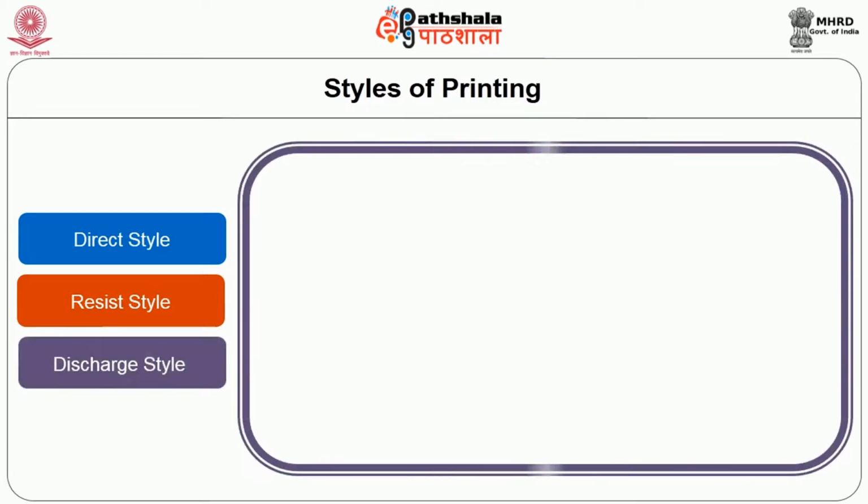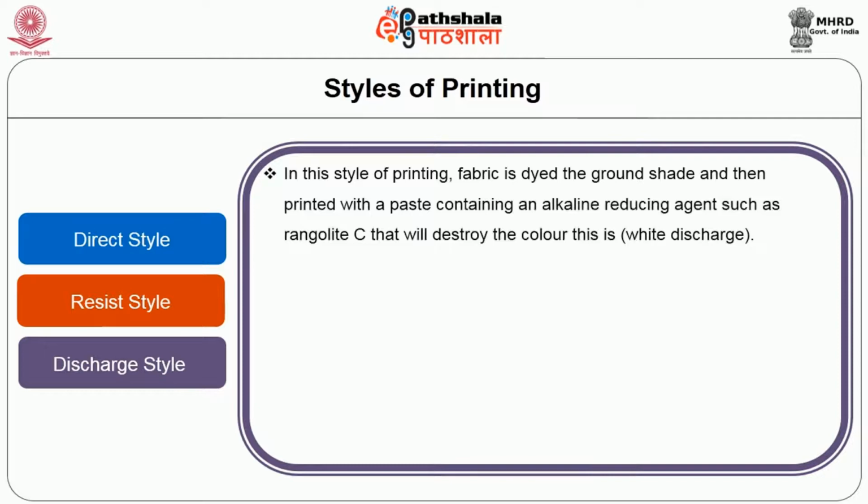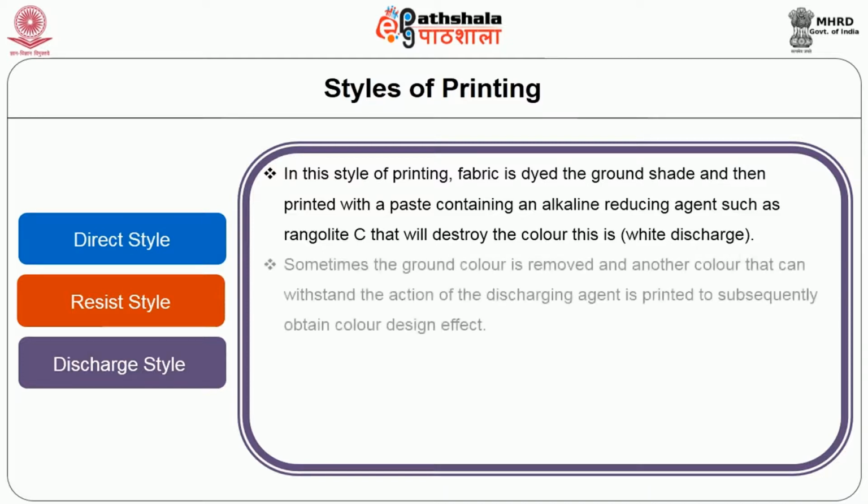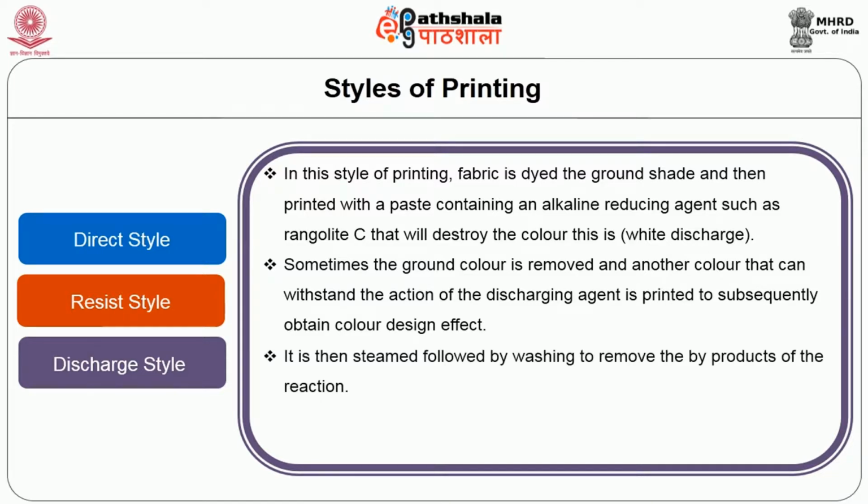The third one is discharge style. In this style of printing, fabric is dyed the ground shade and then printed with a paste containing an alkaline reducing agent such as Rangelite C which will destroy the color. This is white discharge. Sometimes the ground color is removed and another color that can withstand the action of the discharging agent is printed to subsequently obtain color design effect. It is then steamed followed by washing to remove the byproducts of the reaction. The dyes have to be selected properly as not all dyes are dischargeable.